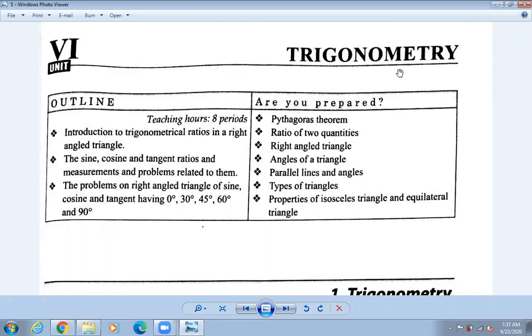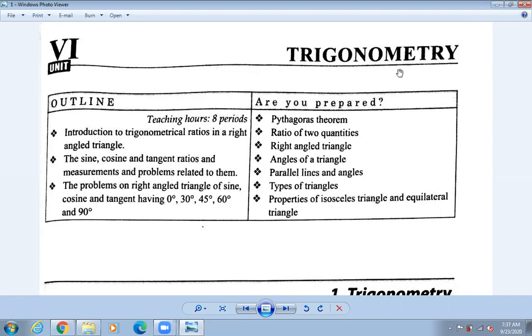Okay, so in trigonometry, we are going to learn many things. We are going to especially learn about the right angle triangle. Trigonometry is mainly based on the right angle triangle. A right angle triangle means a triangle having 90 degrees in it. In that case, we are going to use the trigonometry formulas and all.